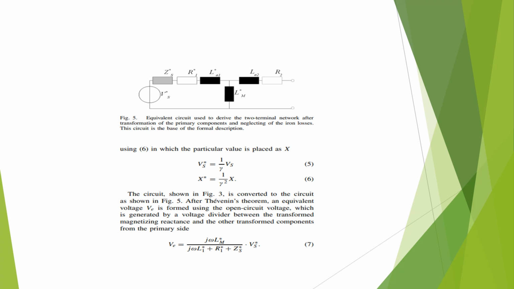After Thevenin's theorem, an equivalent voltage V is formed using the open circuit voltage, which is generated by a voltage divider between the transformed magnetizing reactance and the other transformed components from primary side. Now let's see V. V is equal to Rs by j omega L star 1 plus R star 1 plus Zx. Now let's go to the next slide.